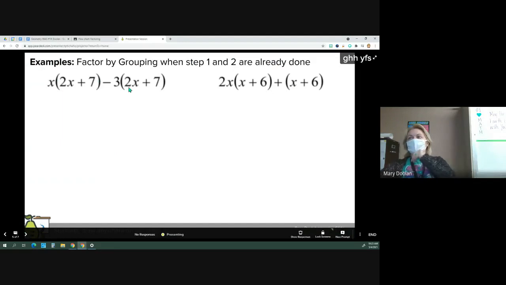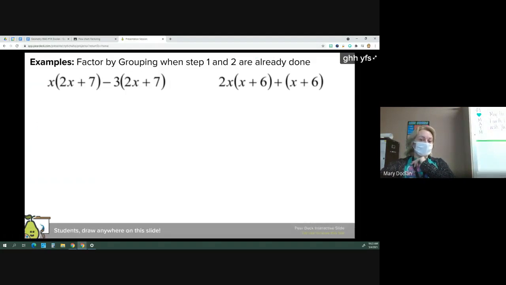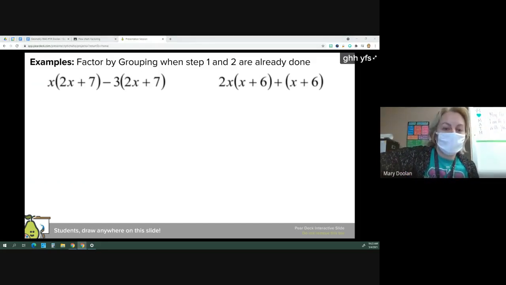So this is an example of doing that when steps 1 and 2 are already done. We're just going to look for a common binomial. So this first example to the left is actually a 2-term binomial because, let me use some color here, here is 1 term. Here's the second term. Terms are things that are added together. So this is just 2 terms right now. This is a binomial.